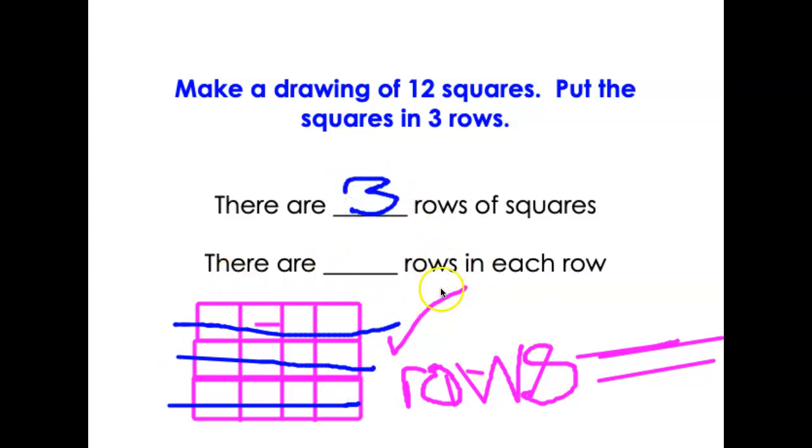There are blank rows. This is supposed to be squares. That is wrong. There are blank squares. My goodness. That is supposed to be squares. There are blank squares in each row. 1, 2, 3, 4. So 1, 2, 3, 4. I'm so sorry. Yep, that is supposed to be squares. So there are 3 rows of squares, 1, 2, 3, and there are 4 squares in each row.